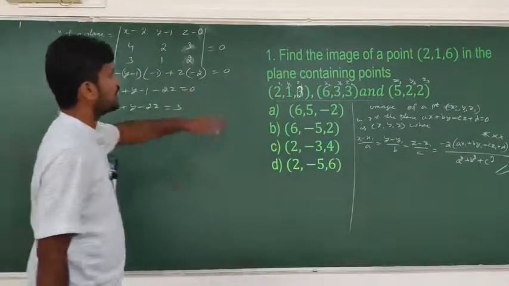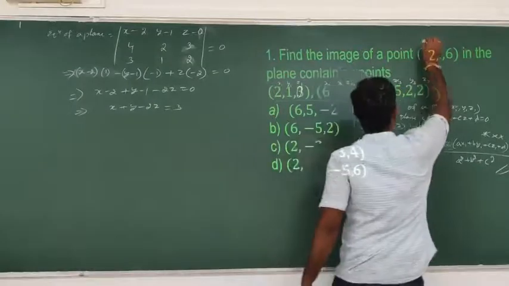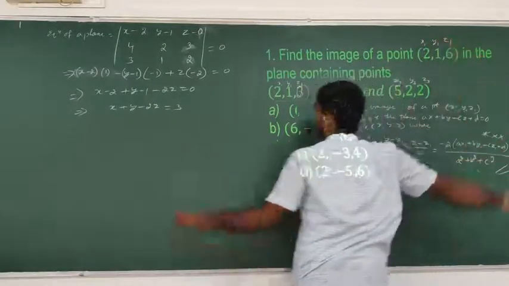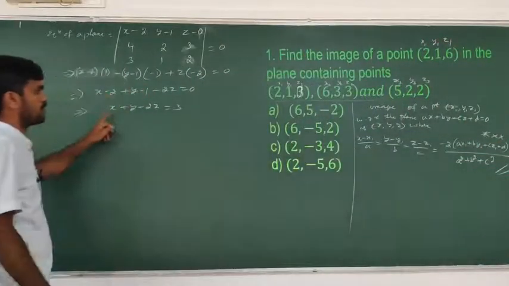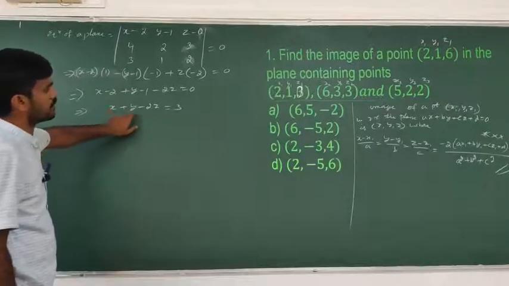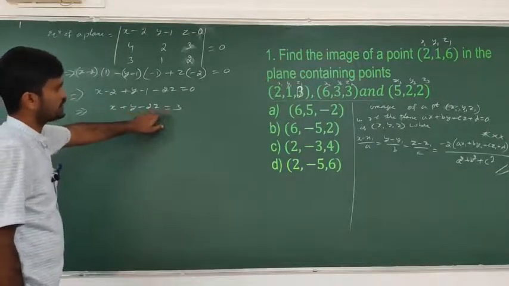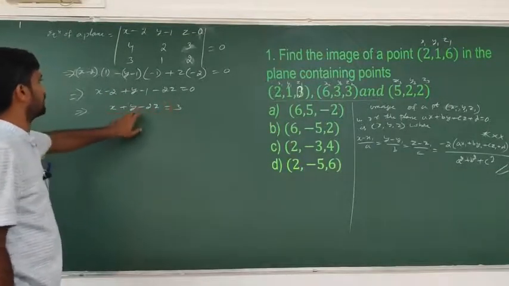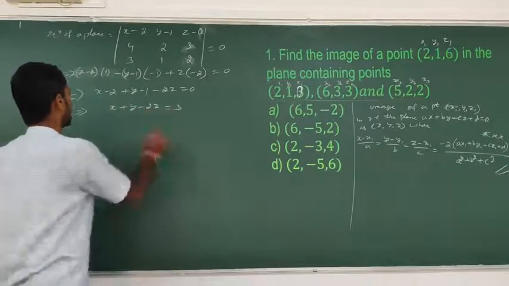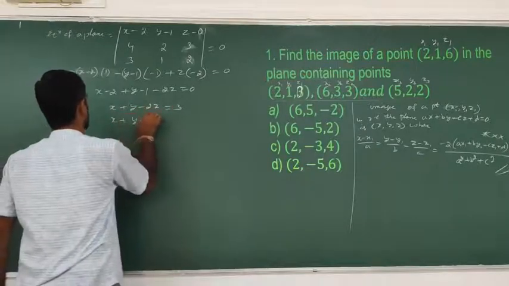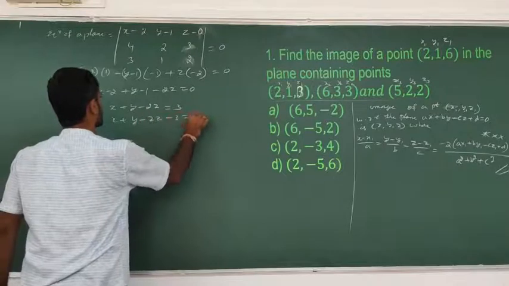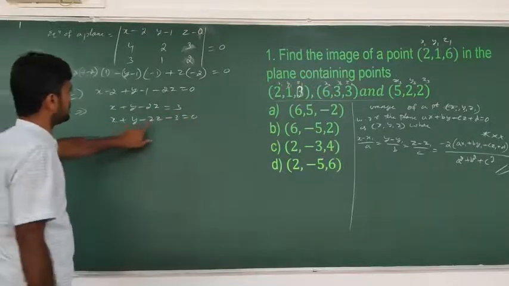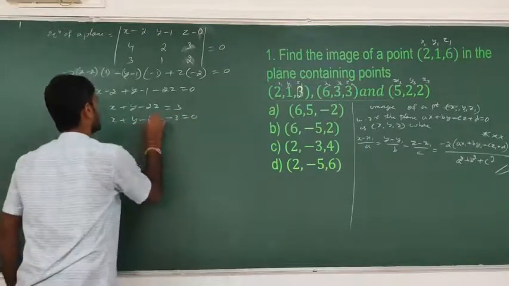So therefore here we can consider this one as x1 y1 z1. Already we know the equation of the plane. The equation of the plane is ax plus by plus cz is equal to, so that is x plus y minus 2z is equal to 3, or this can be written as x plus y minus 2z minus 3 is equal to 0, where the value of a is 1, b is 1, c is minus 2 and d is minus 3.